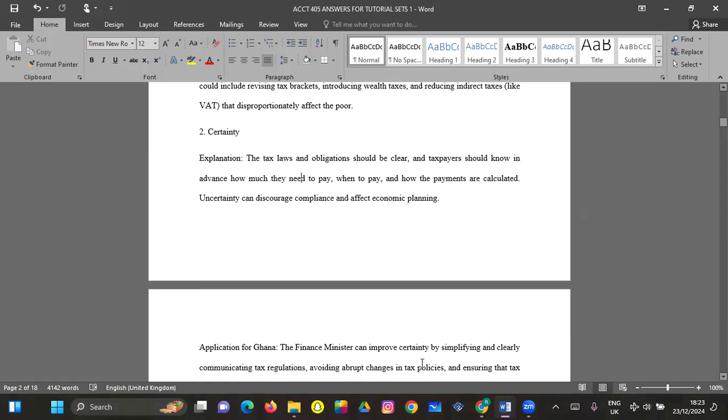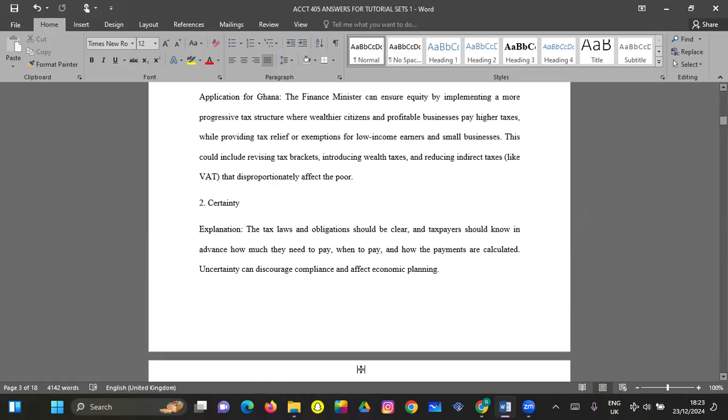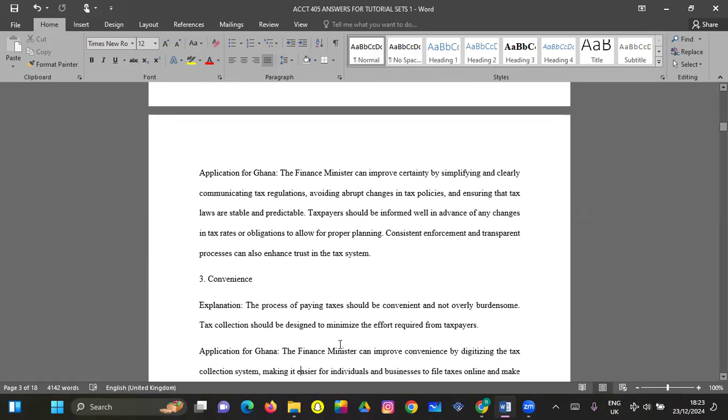can improve certainty by simplifying and clearly communicating tax regulations, avoiding abrupt changes in tax policies, and ensuring that tax laws are stable and predictable, right? If they are stable and predictable, then we will always know the amount of tax we are going to pay, right? Therefore, enhancing the tax collection process and the tax paying process. That is basically it.